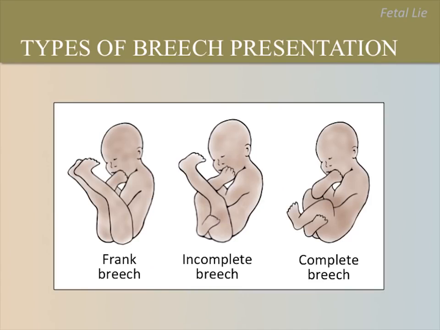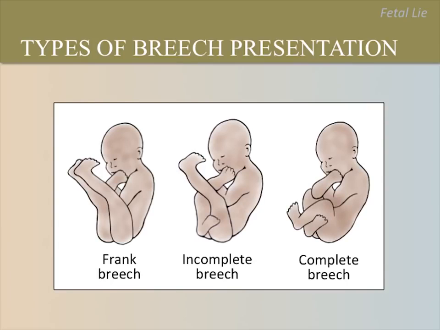There are 3 types of breech presentation. The frank breech is the most common type. A frank breech has the hips flexed and knees extended, sometimes called the pike position. Notice that in a frank breech, the fetal buttocks are closest to the cervix.